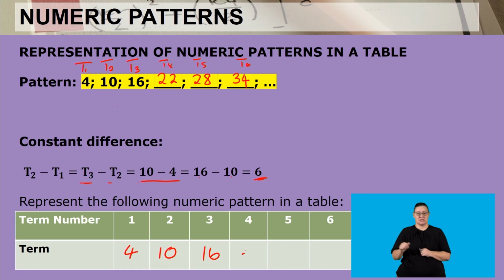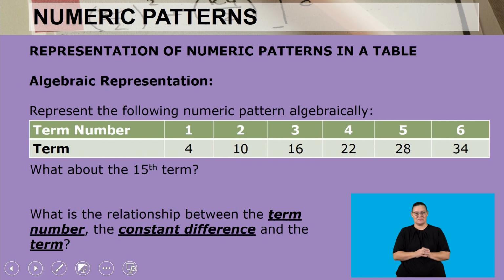Those are 22 for the fourth term, and there's 28 for the fifth term and 34 for the sixth term. So that is us representing these numbers or this numeric pattern in a table. Let us see how we would represent it algebraically. Now, it has already been represented in a table, which is that table that we just filled out there. So as we can see our table there.